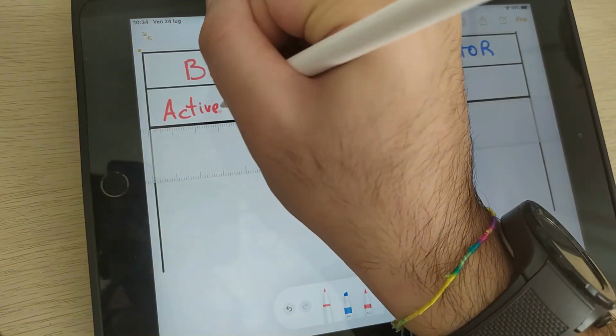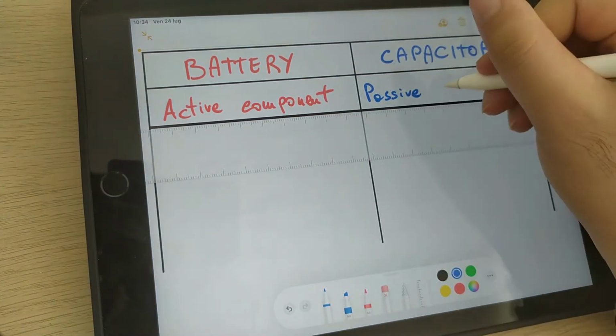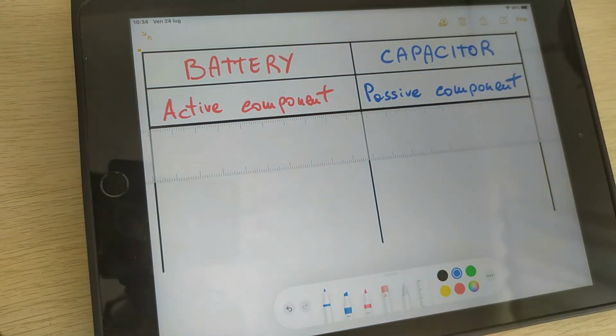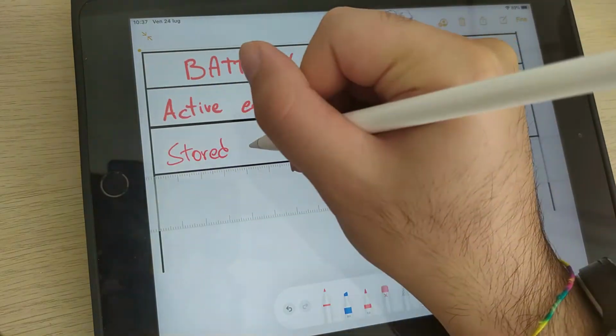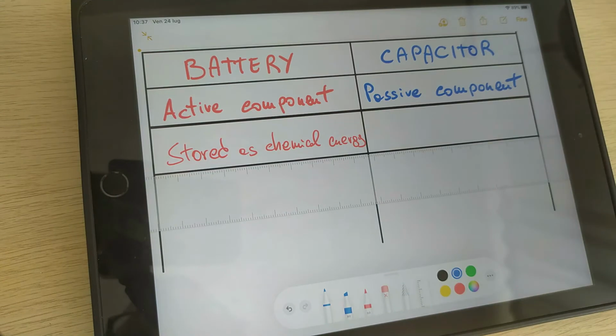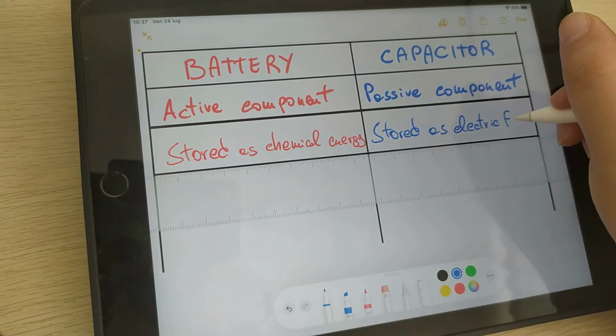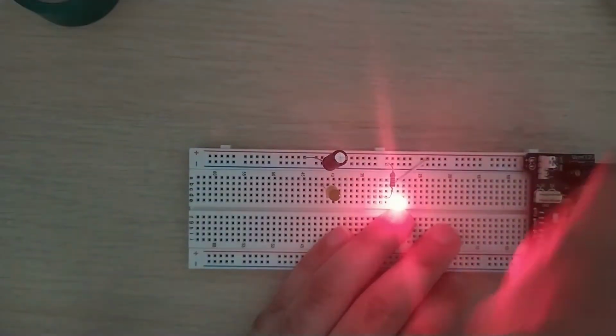The active component delivers power or energy to the circuit. Instead, the passive component utilizes power or energy in the circuit. Furthermore, the capacitor stores potential energy as an electric field, while the battery stores energy as chemical energy. This is not all. In fact, the energy release time is also different.